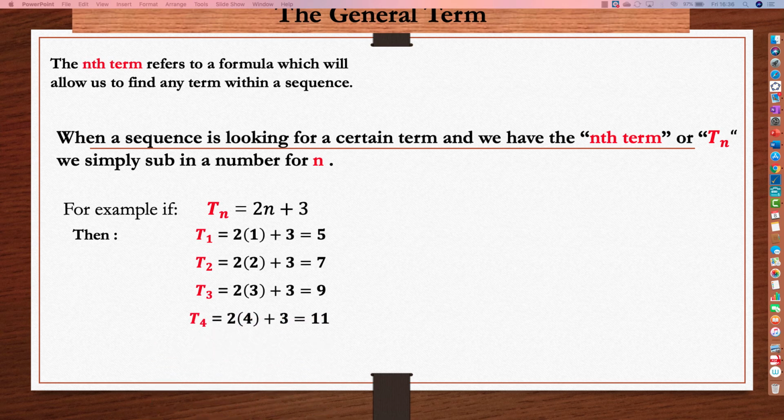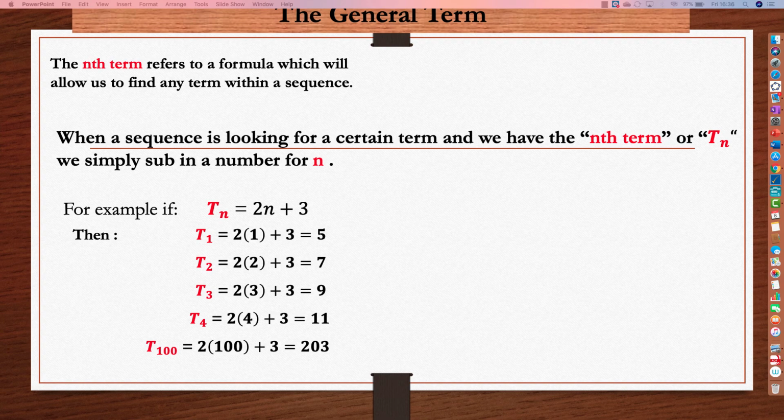So if you didn't have this rule, as we look there, 3, 5, 7, 9, 11, imagine how long it's going to take to get to 100 terms. But that's why this rule is so handy. All you have to do is put in the number that you want to find. So for example, the 100th term, T100, is 2 times 100 plus 3, which is 203.